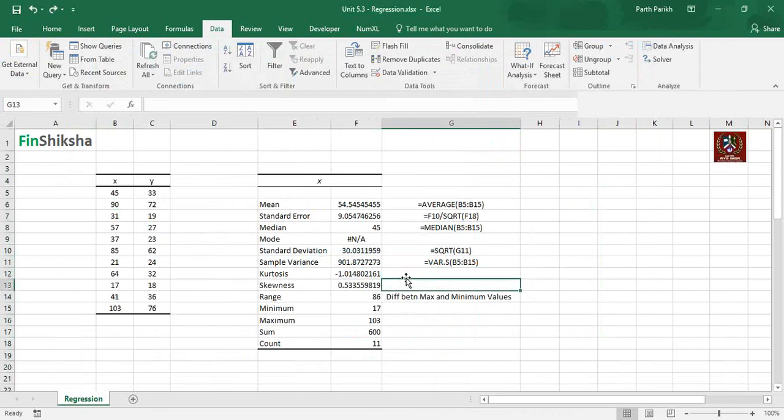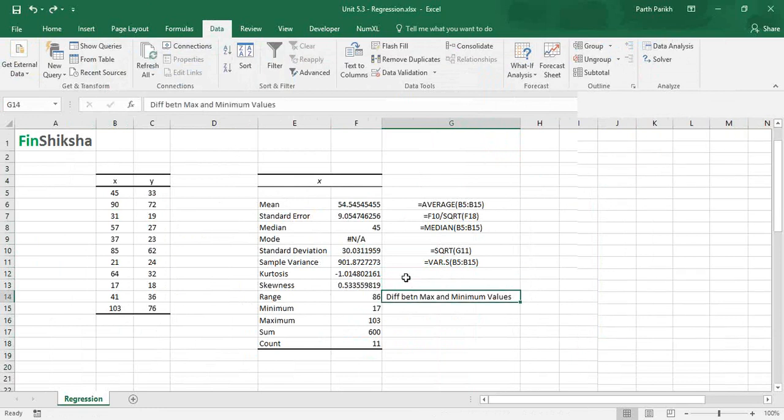Kurtosis and skewness are not important at this point, so I will rather skip them. The rest of the things are important. Whatever we have seen, mean and standard deviation, will be used during our analysis on regression. Now, what is the difference between mean and median? The median removes the effect of an outlier.